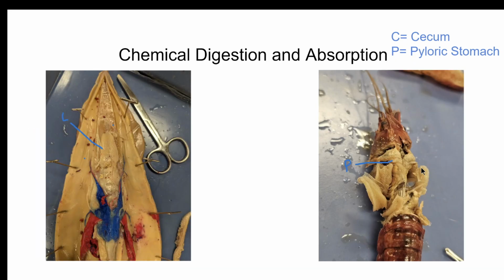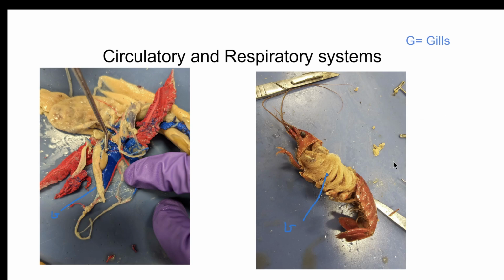Chemical digestion and absorption happen really close to one another for both the squid and crayfish, with the squid using its cecum and intestines to chemically digest and absorb food, while the crayfish uses its pyloric stomach and intestines to do the same thing. But the squid and crayfish have similar respiratory systems, with them both having gills in order to breathe. Their circulatory systems, on the other hand, are very different.